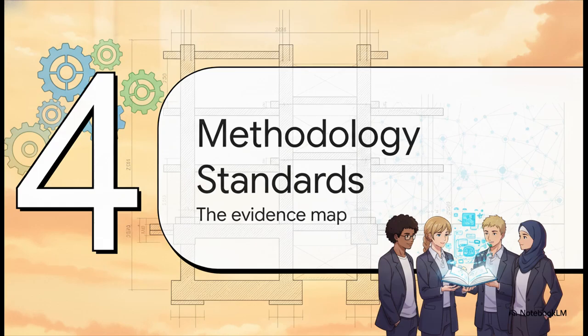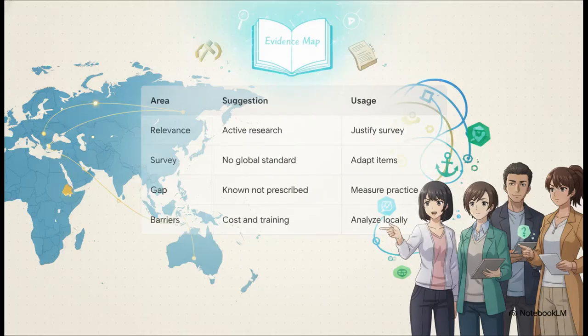All right, Section 4, methodology and data standards. Structuring the evidence map. So the faculty hands over this incredible evidence map, which is drawn from global studies in places like Singapore, Ireland, and the UK. Let's look at exactly how Nazneen needs to use this. For instance, when it comes to barriers, global evidence suggests things like cost, training, and medico-legal concerns are really common hurdles.